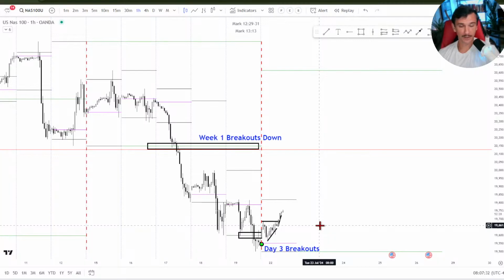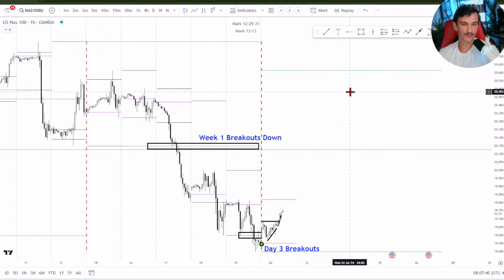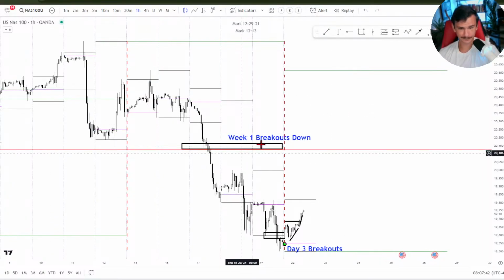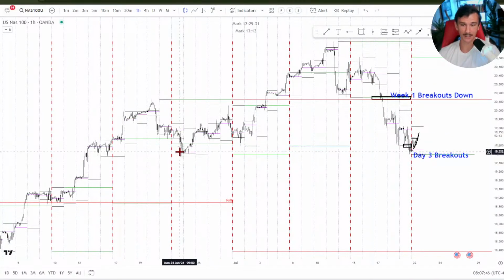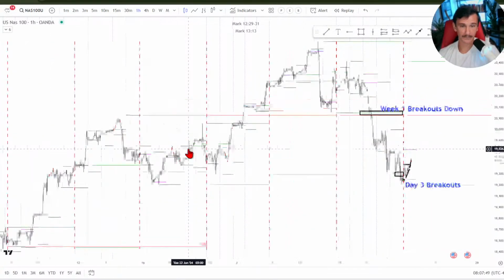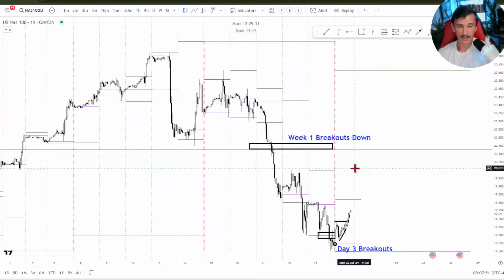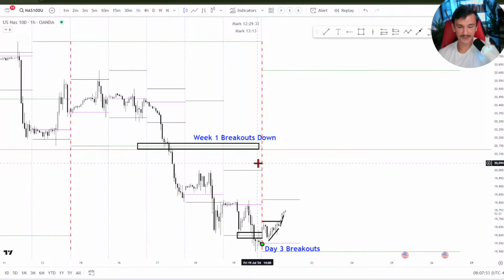Breakout, fail, and reverse. That would be like a failed breakout. Well, we've broken out now, and I have to watch that level as this week continues to make sure that this doesn't turn into a failed breakout from that level. That could be like a reset, and the market would just continue to trend higher, kind of like it did over here. Okay, so week one breakouts down.